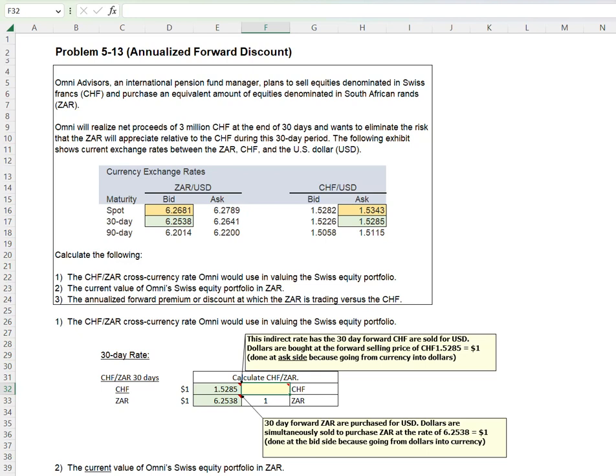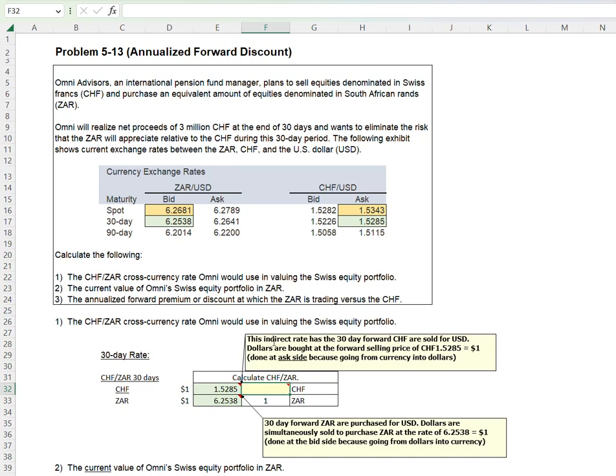Omni will realize net proceeds of 3 million CHF at the end of 30 days and wants to eliminate the risk that the South African rand will appreciate relative to the Swiss franc during this 30-day period. And we're given the following spot, 30-day, and 90-day exchange rates. We only care about the spot rate and the 30-day forward rate.